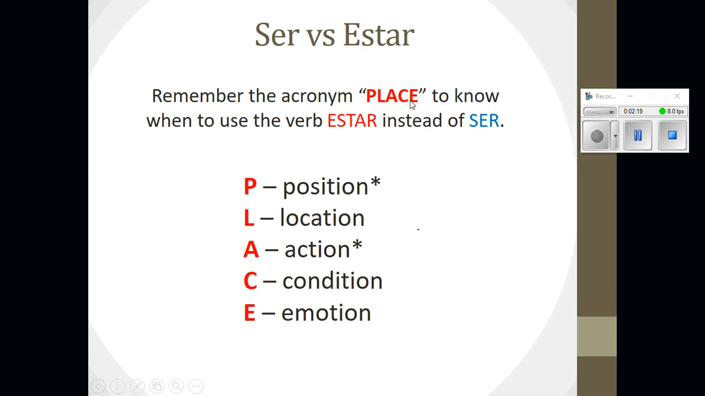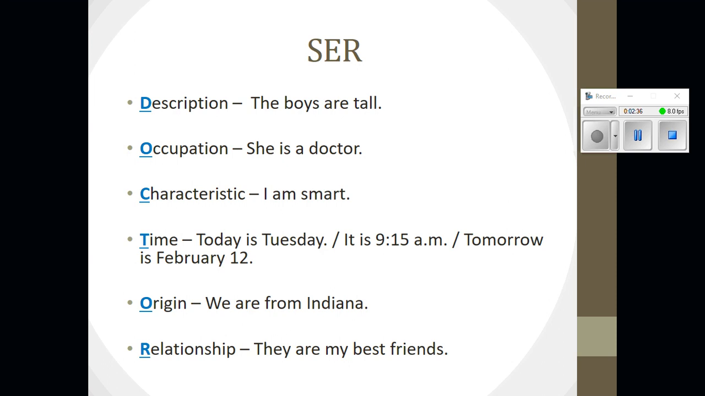Another acronym, PLACE, can be used when you want to use the verb estar. So for example here, the P in place means position. The L is location, where something is, for example. A is action. C is condition. And E is emotion. So let's break those down.